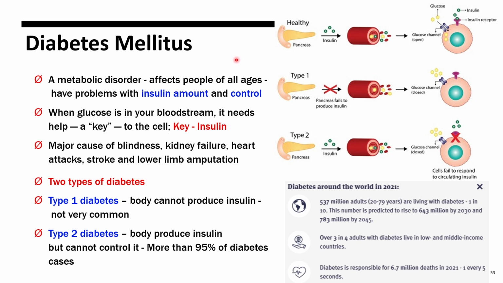There are two types of diabetes, type 1 diabetes and type 2 diabetes. In type 1 diabetes, patients cannot produce insulin. Their body cannot produce it. Then what happens? The glucose will not go into the cells to be used. It will remain in the blood, and the blood glucose level will go high. In type 2, they can produce insulin, but they cannot control it. So still they cannot open the channel properly. More than 95% of diabetic cases are type 2 diabetes.